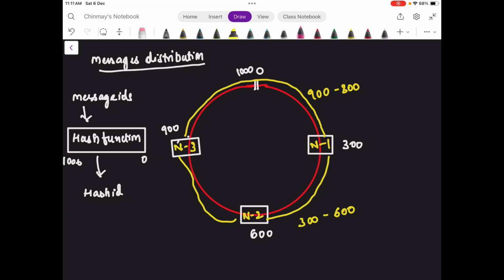It goes in the clockwise direction. The messages were distributed in the clockwise direction. What is the advantage of it? Consistent hashing advantage.